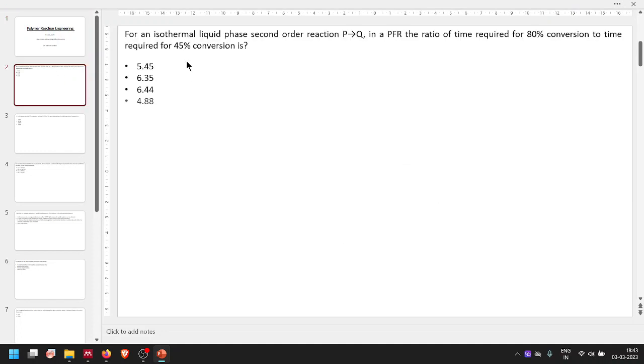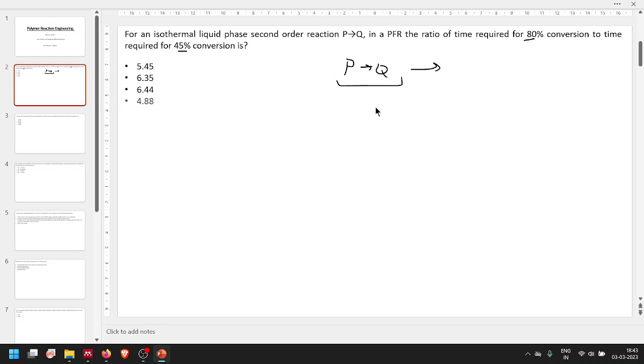Starting from the first question, we have an isothermal liquid phase second order reaction, P given Q. In a PFR, the ratio of time required for 80% conversion to time required for 45% conversion for this reaction is. So in this question, it is asked that for a second order reaction which is occurring inside a PFR, what is the ratio of the time at these two conversion levels?